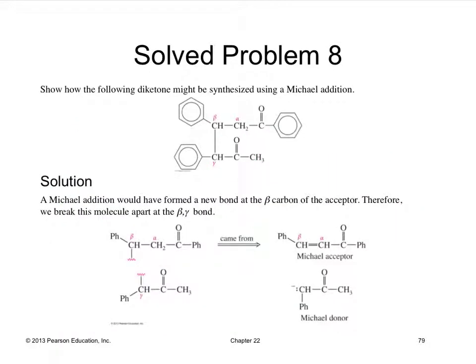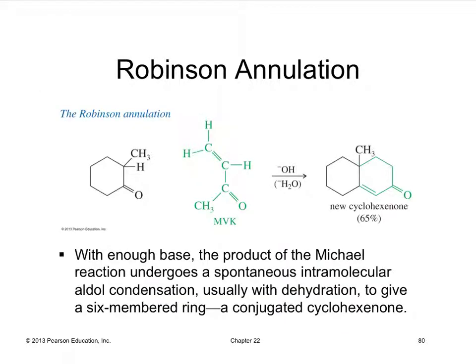And so here's problem 8. Show how the following diketone might be synthesized using Michael addition. So if we look at this, we have to look at the alpha, beta. So here, this is where you can see the addition, because Michael addition is 1,4 here. And so this could be split into these two parts, where here's your nucleophile, here's your acceptor. And then you can move forward in that direction.